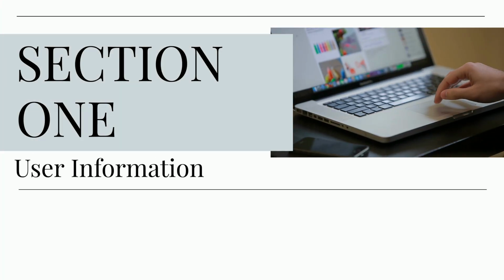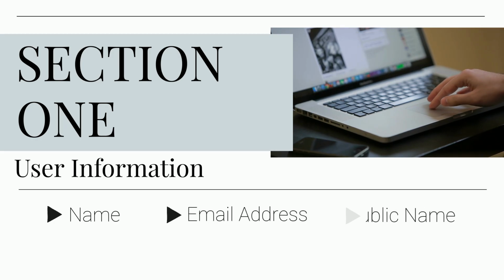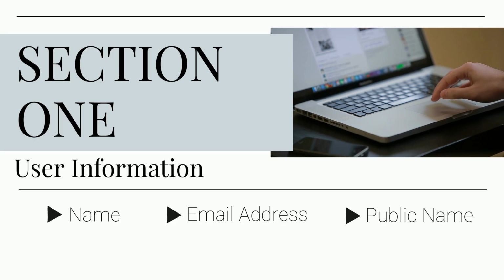The first section is all about you. Give us your name and email address so we can stay in touch with you. Also, include the public name you'd like displayed on the site alongside your item. Don't worry, you're not joining a mailing list. We will only email you if we have questions about your item.